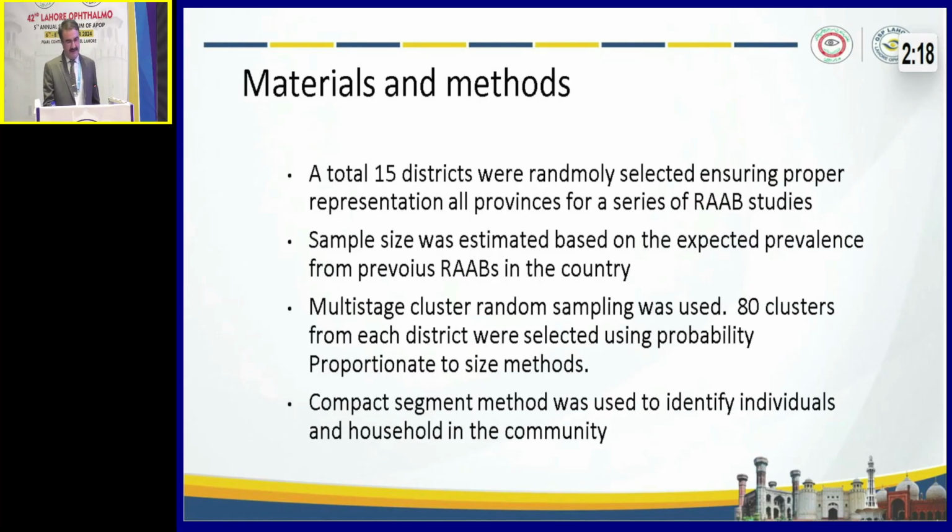So for the materials and methods, a total of 15 districts were randomly selected, ensuring proper representation of all provinces, for the series of Rapid Assessment of Avoidable Blindness, which we call the RAB studies. The sample size was estimated based on the expected prevalence from the previous RABs in the country. Multi-stage cluster random sampling was used, and 80 clusters from each district were selected using the probability proportionate to size method. The compact segment method was used to identify the individuals and households in the community.